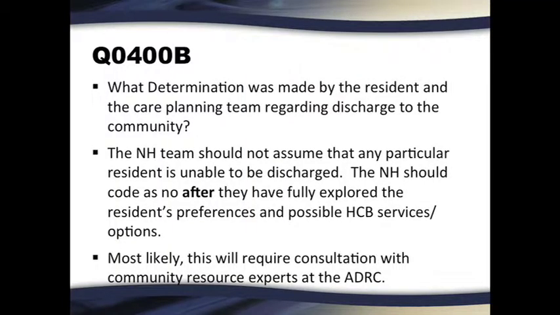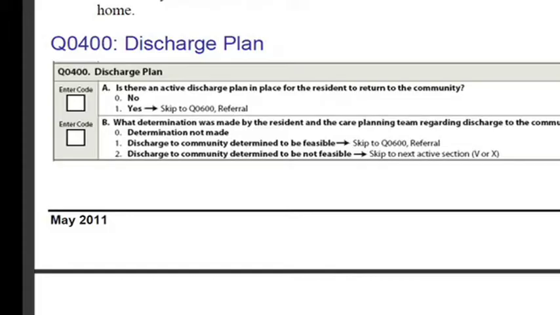For Q0400B, the question is, what determination was made by the resident and the care planning team regarding discharge to the community? And you have three options if you look on the form. Determination not made, determination made to be feasible, and again, that's a skip pattern. You would go straight to the referral, and discharge to community determined to be not feasible. And then you would skip to the next active section.